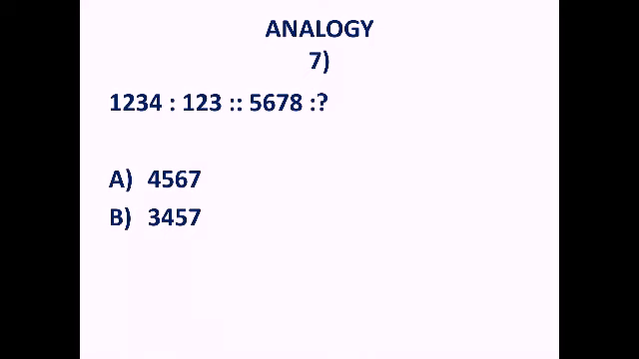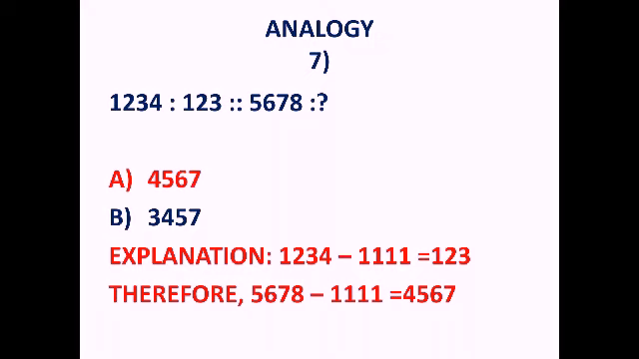Go through the seventh question. Look here, there has to be a relationship between 1, 2, 3, 4 and 1, 2, 3. The same kind of relationship will be between 5, 6, 7, 8 and the number that will come in place of the question mark. So let us find how we are getting 123 from 1234. Your options are A, 4567 and B, 3457. Now let us look for the solution, or the explanation of the seventh sum.